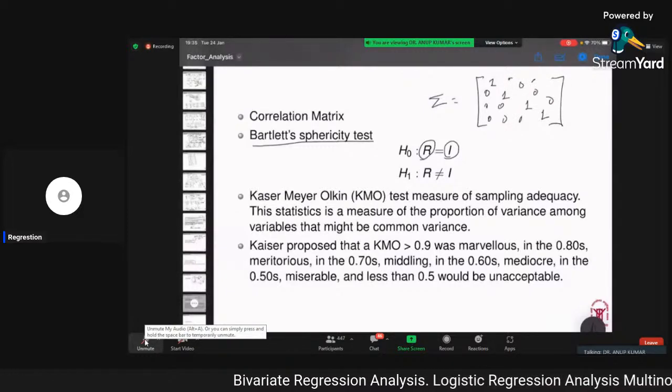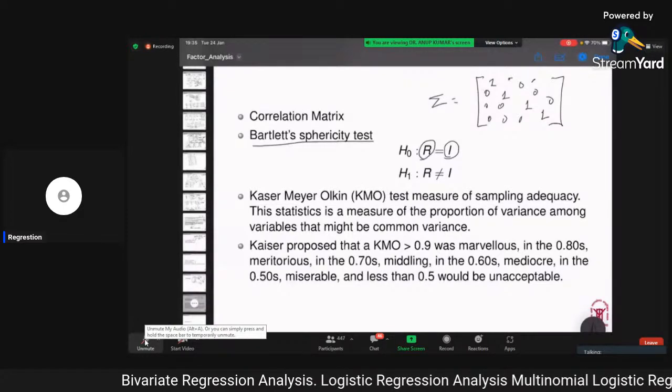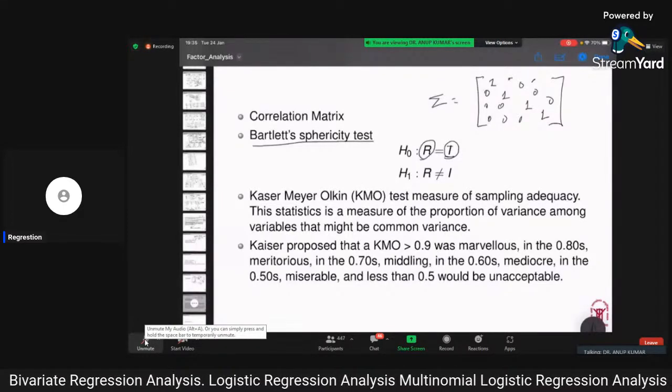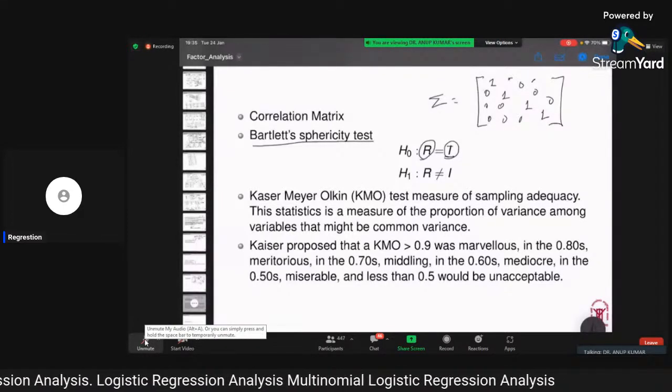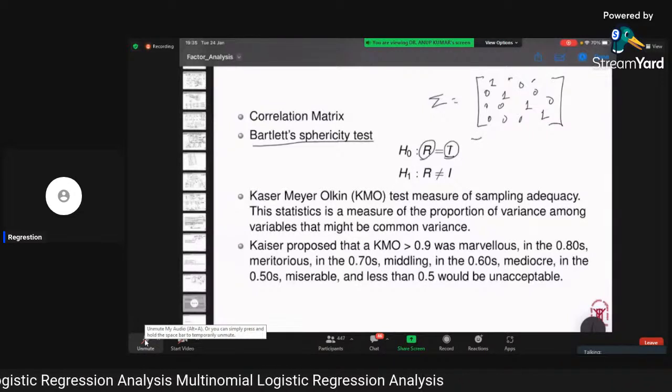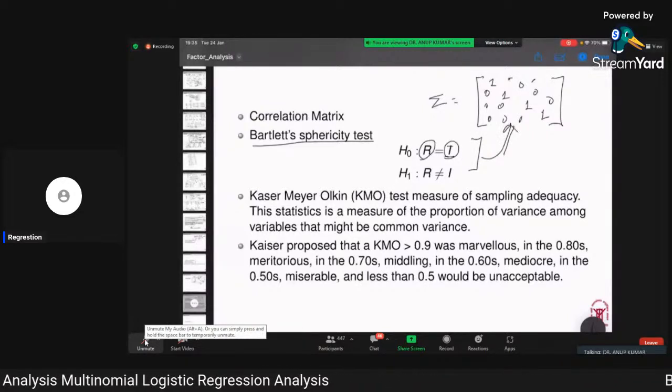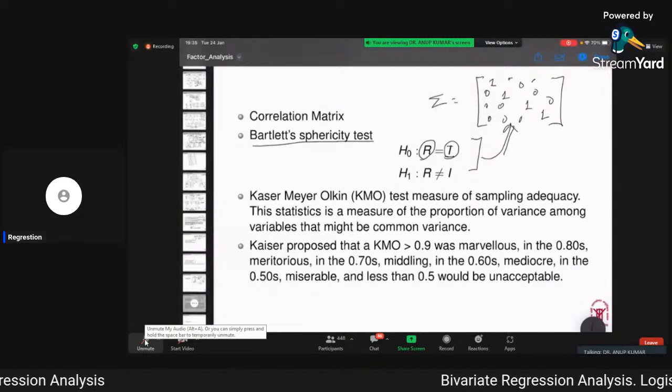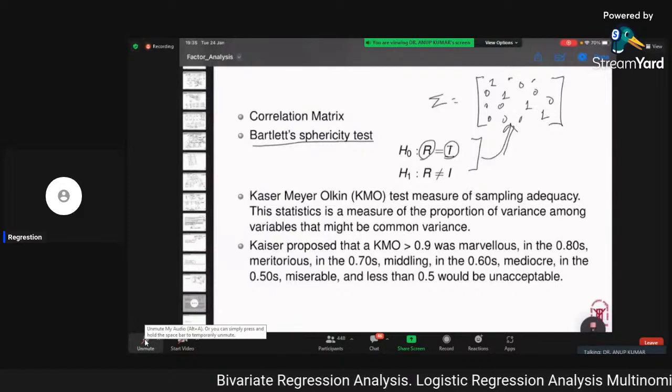So the null hypothesis says that this is I, the identity matrix, and the alternative hypothesis says that this is not equal to I. We test this with the help of chi-square statistics, and we can say whether we should proceed for factor analysis or not.